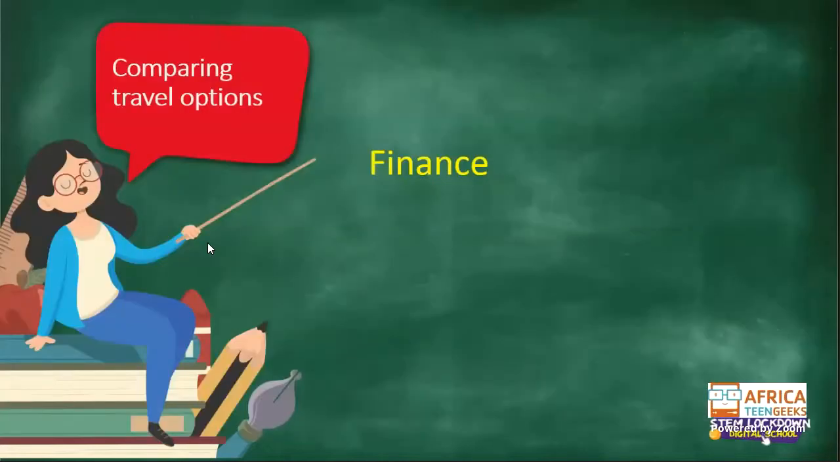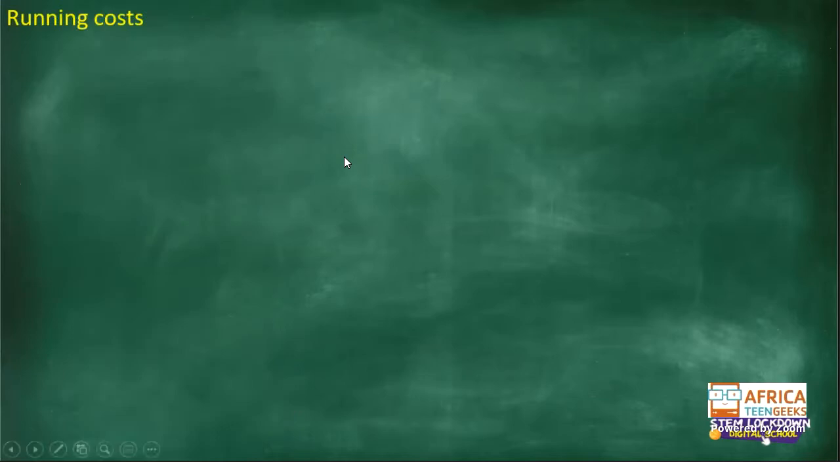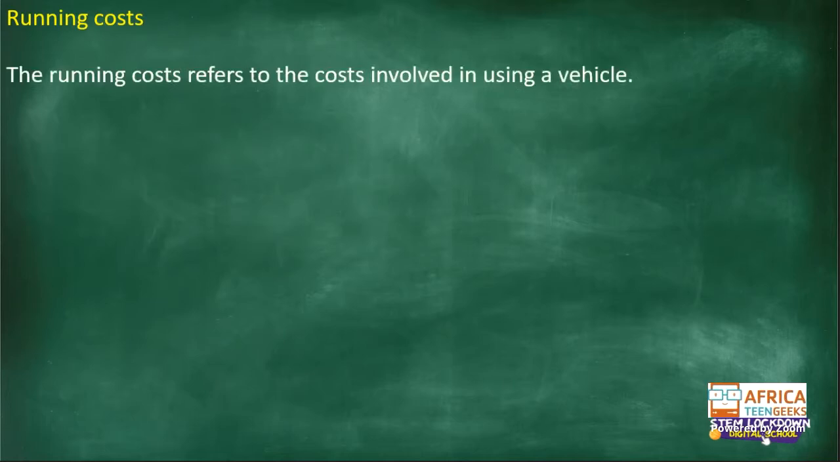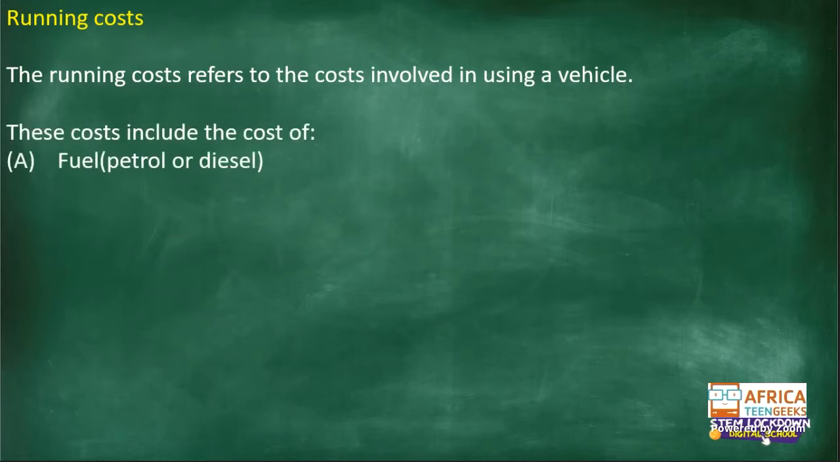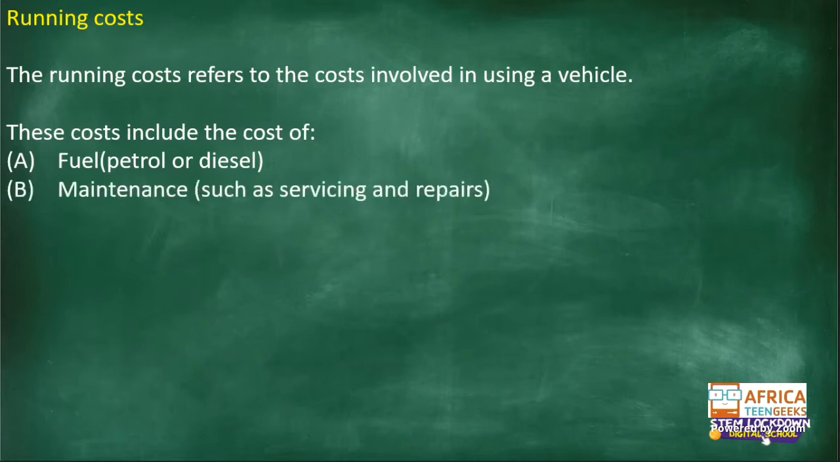This is finance once again, and we're going to look at the running costs of a vehicle. If you look at the running cost of a vehicle, you will realize that the costs will include fuel, amongst others, and it will also include maintenance. It will include quite a lot of other things, such as the cost of replacing the tires, and so on and so forth.